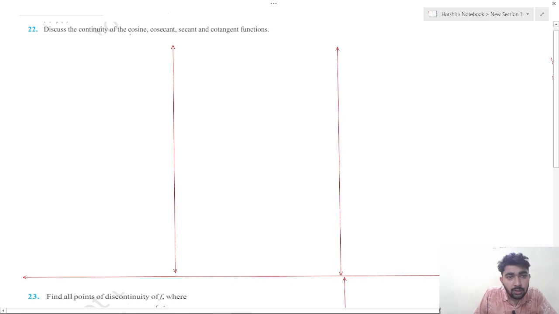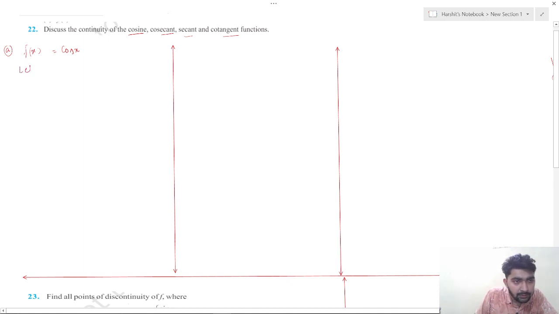Discuss the continuity of the cosine, cosecant, secant and cotangent function. In this complete question number 22, we will apply algebra of continuity. Okay, so here the first part we have, the function is cosine, that is cos of x. For this one we need to prove in general, but for cosecant, secant and cotangent we will prove it by the algebra of continuity. Okay, so for cosine, how can we prove it?